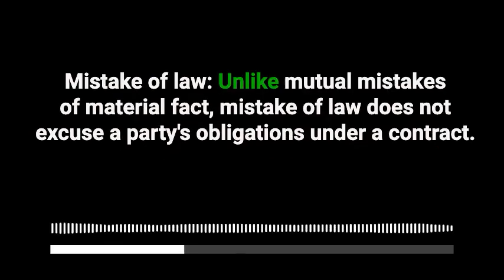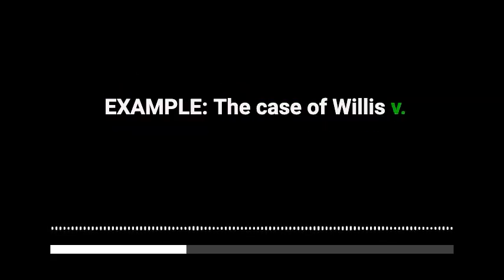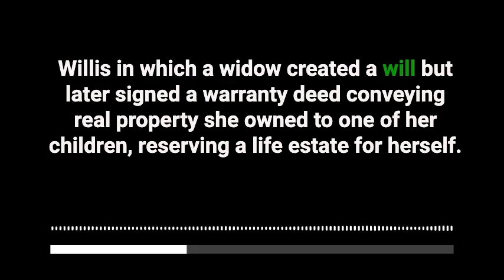Mistake of law. Unlike mutual mistakes of material fact, mistake of law does not excuse a party's obligations under a contract. The reason is because everyone is presumed to know the law. Example: the case of Willis v. Willis, in which a widow created a will but later signed a warranty deed conveying real property she owned to one of her children, reserving a life estate for herself.